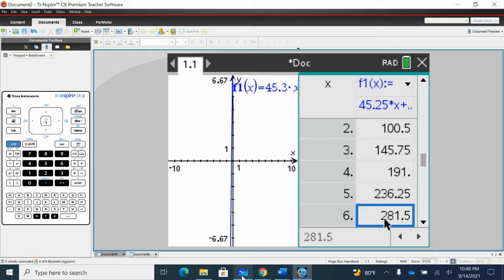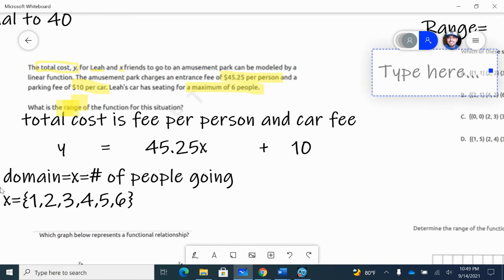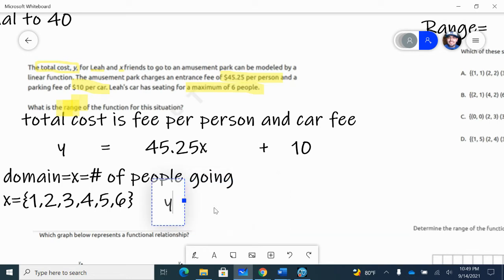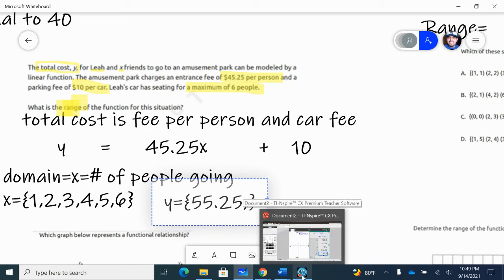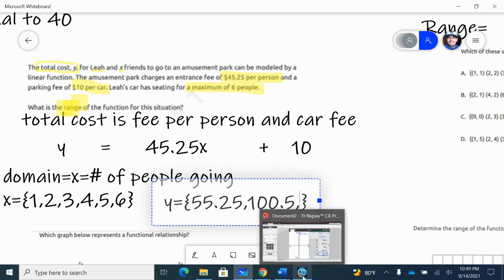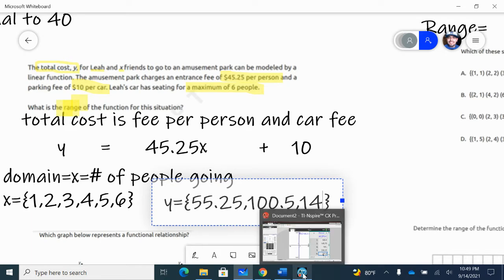So on your answer, you should have had this. Remember, this is my set of inputs. Therefore, my set of outputs, y, equals 55.25, or what was the second one? 150. The third one was 145.75.